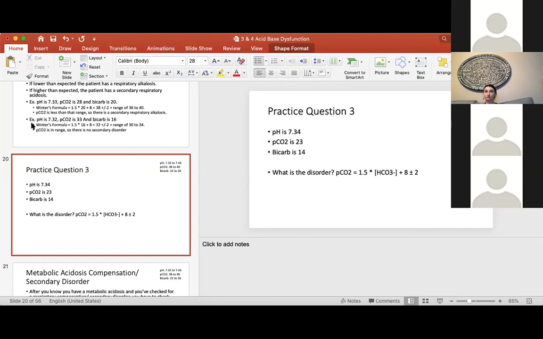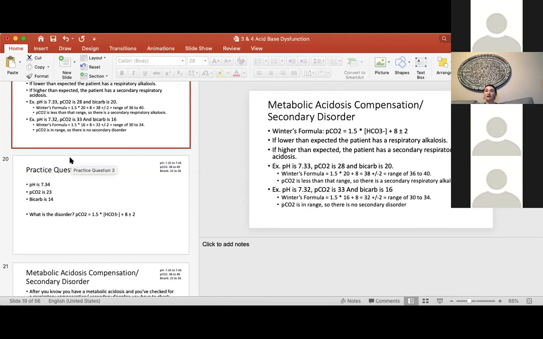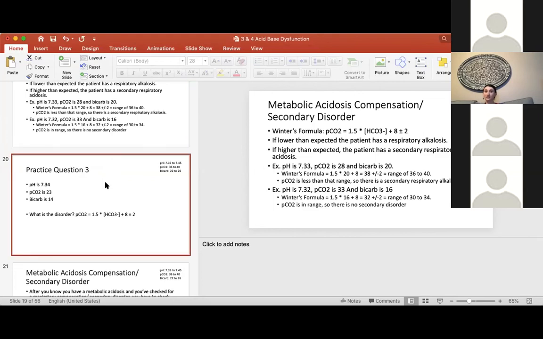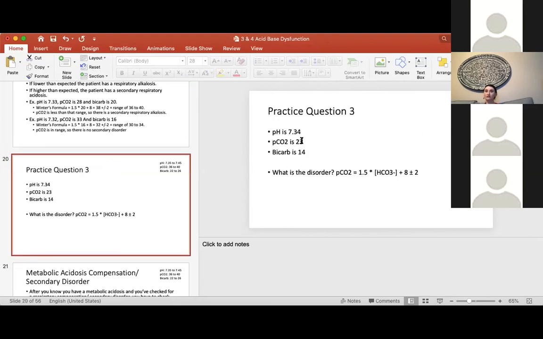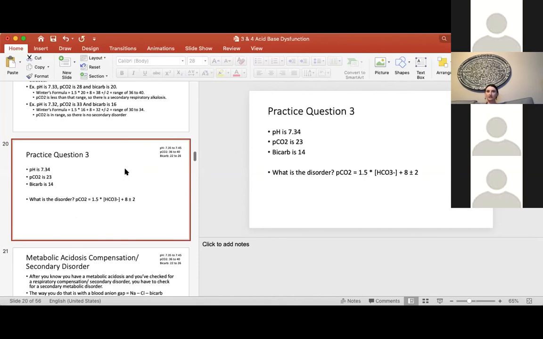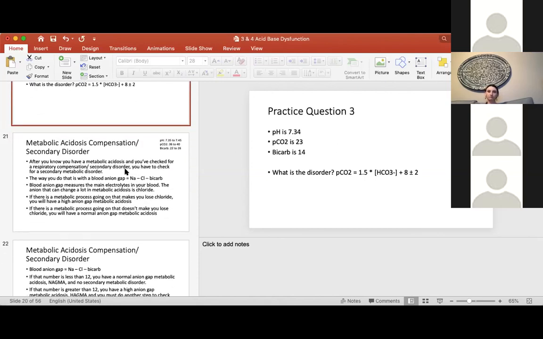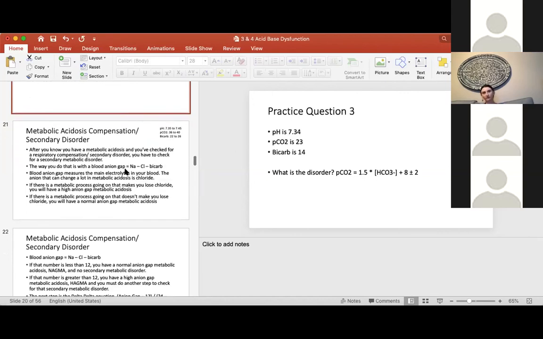Let's look again. Remember, if our CO2 is in range, we're okay. Is it in range? 23? No, that is less than 27, so we're going to have a secondary disorder. Does that make sense? Which would be a respiratory alkalosis. So this is the way you're supposed to do them, but when you run out of time on a test, I just did it the old-fashioned way of last year.